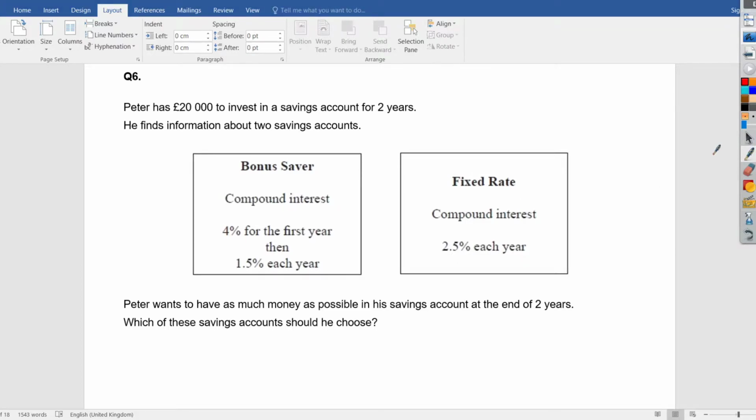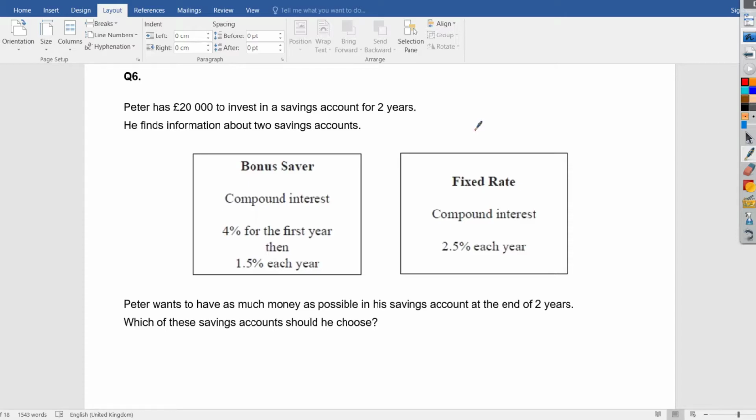Okay, let's have a quick read first before we start. Pete has £20,000 to invest in a savings account for 2 years. He finds information about 2 savings accounts. Bonus saver: compound interest 4% for the first year, then 1.5% each year. Fixed rate: compound interest at 2.5% each year.